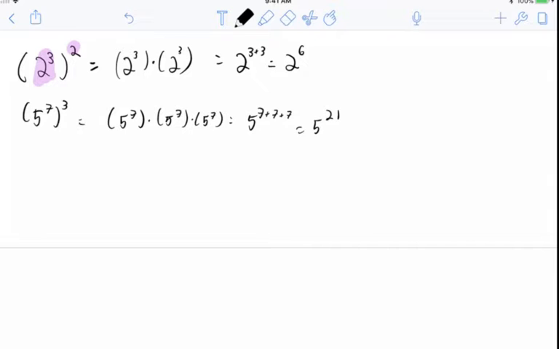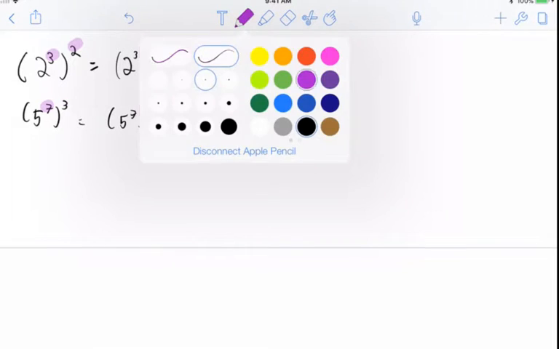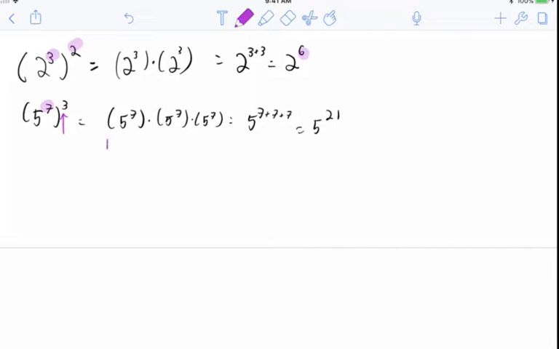I want you to see something pretty cool here, which is that 6 is equal to 3 times 2. 21 is equal to 7 times 3. That's not a coincidence. The reason it's like that is because this term here says multiply this out 3 times. Right? Each of these terms is identical. 5 to the 7. So there's 3 terms being added together. These are all identical. 3 times, that's equivalent to multiplication. 3 times 7.